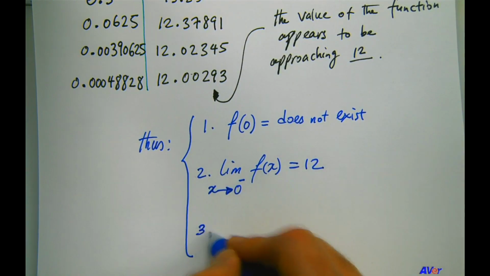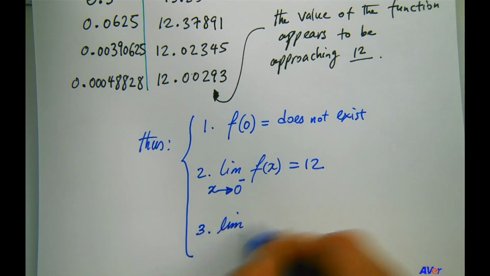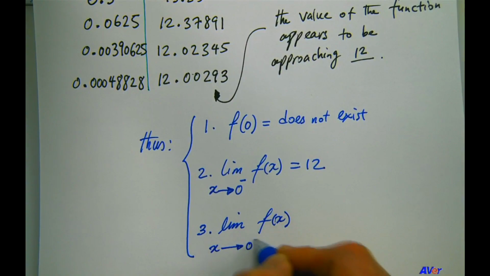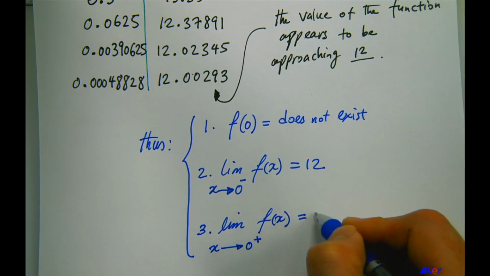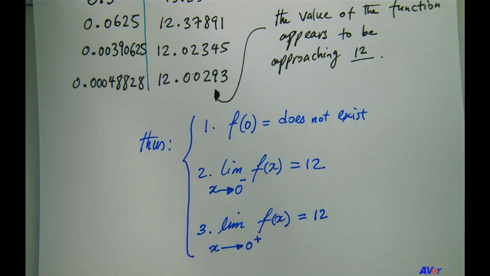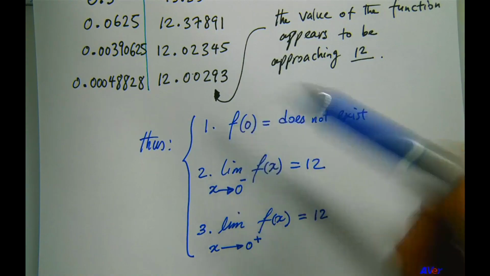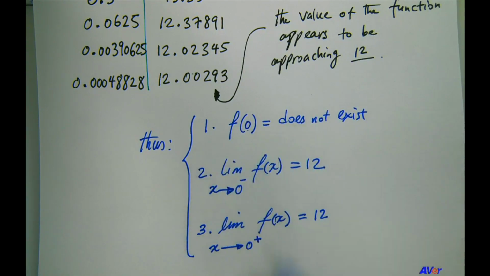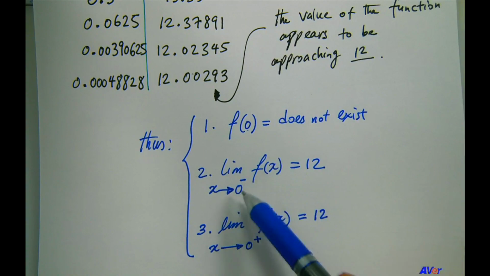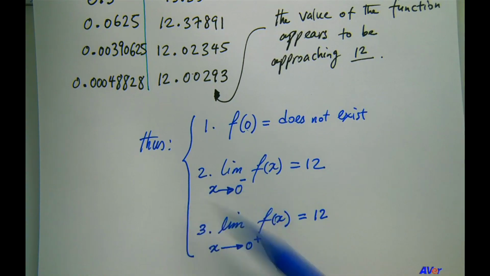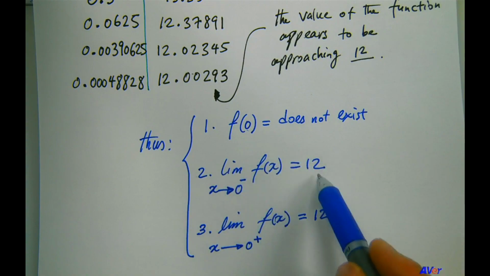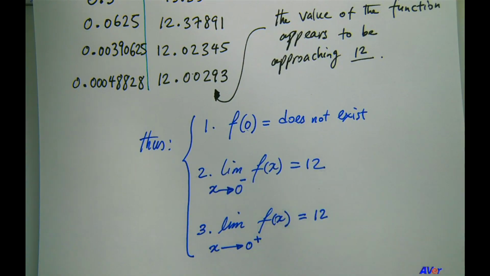The third thing we learned was that the limit of the function f of x as x approaches 0 from the right is equal to 12. So the function does not exist at x equals 0, but as x approaches 0 from the left and right, the limit from both sides approaches the same number. What does that mean then? What is the final conclusion of this?